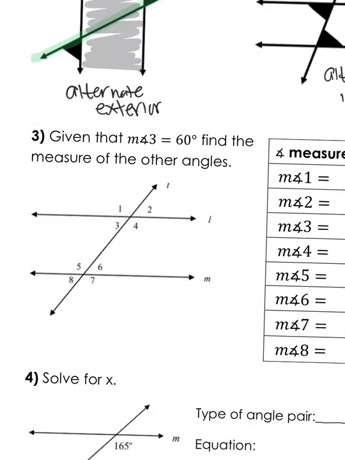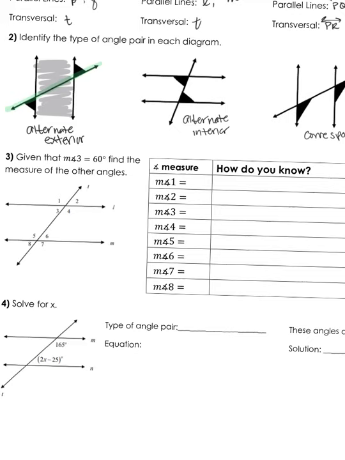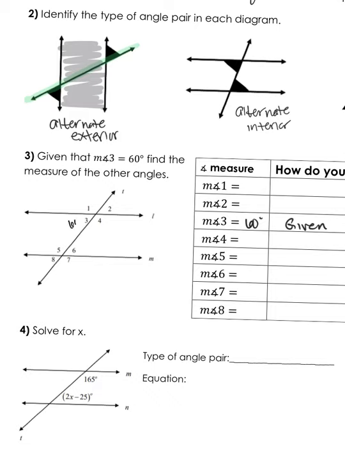Question 3. Given that the measure of angle 3 is equal to 60 degrees, find the measure of the other angles. So you're going to fill in your answers in this table over to the right. And let's start with what we know. We know angle 3 is 60 degrees, and we know that because it was given. So I'm going to draw that on my picture. This is 60 degrees. And from here, I would just start filling in the other angles.